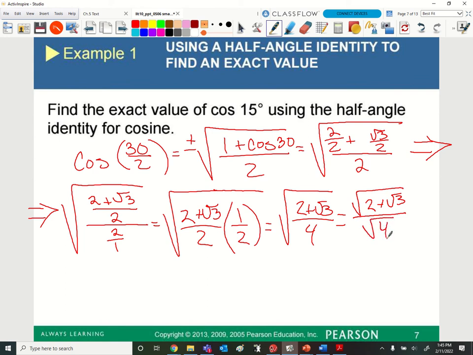Why can't you just leave it though? Because technically it's this right here. I still have a radical in the denominator. Oh, okay. And then you multiply by rad 4, right? No. What's square root of 4? 2. So it cleans itself up, doesn't it? So the rad 4 is just 2. So on the top, I'm going to end up with the square root of 2 plus rad 3 all over 2.